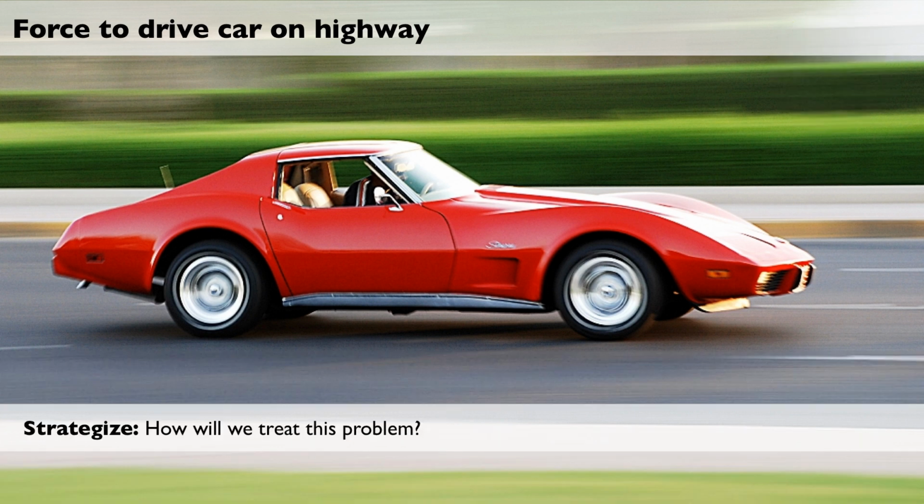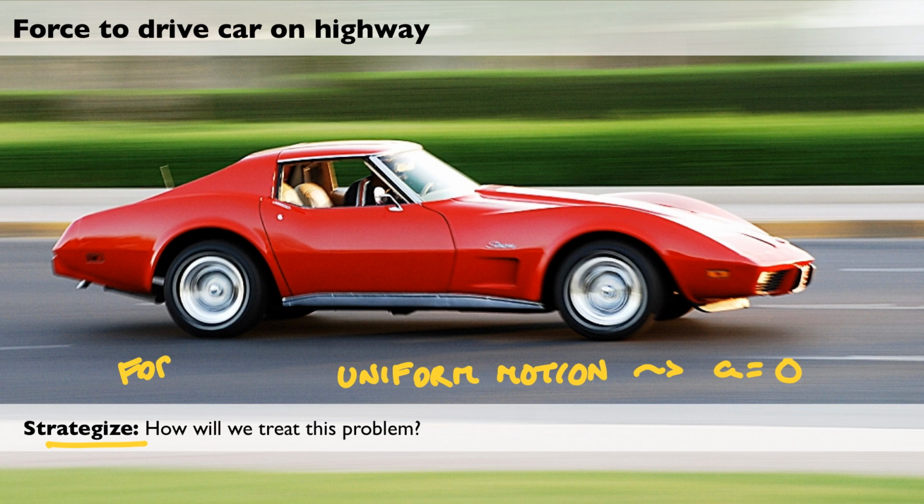So how do we do it? We're going to start by doing our strategy. How are we going to solve this problem? Well, the car is moving down the road at a constant speed, so this is a uniform motion problem. We can use our relationships for uniform motion. One of the things that's true in uniform motion is the acceleration is equal to 0. And that suggests to me that rather than thinking about acceleration, I'm going to mostly be paying attention to forces, okay?